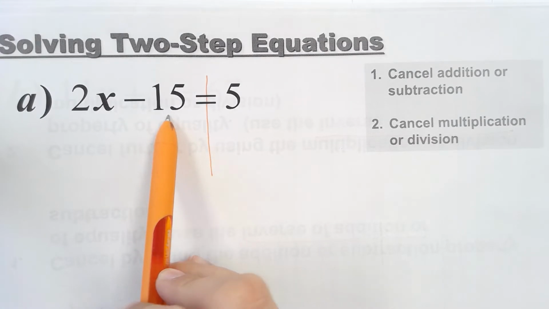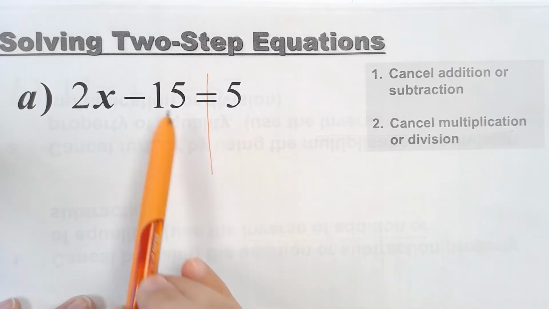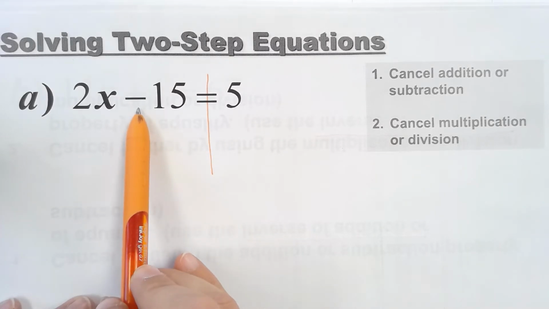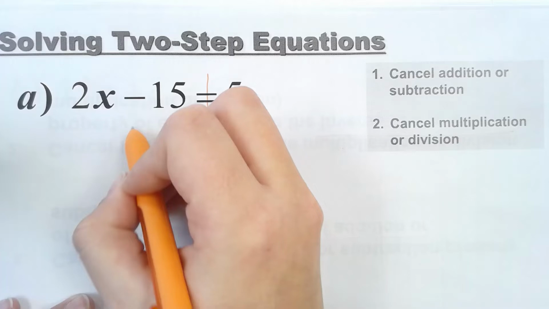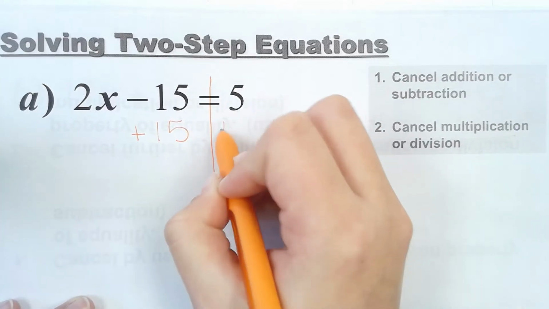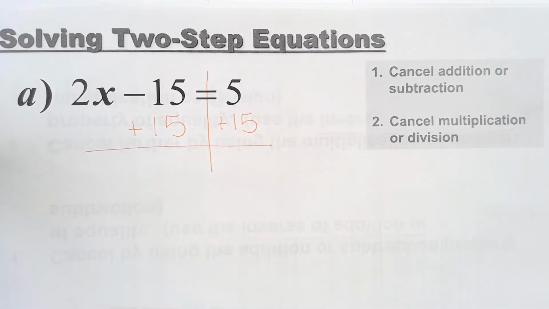Okay? So just like one-step equations, if I need to move this 15 over to the other side, right now it's subtracting 15. So what's the opposite of subtracting 15? If you said add 15, that is correct. Okay, so I want to add my 15 to both sides.